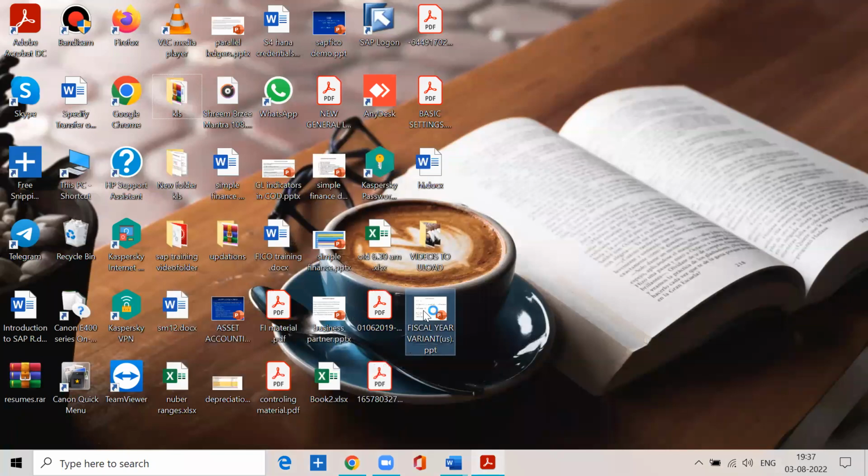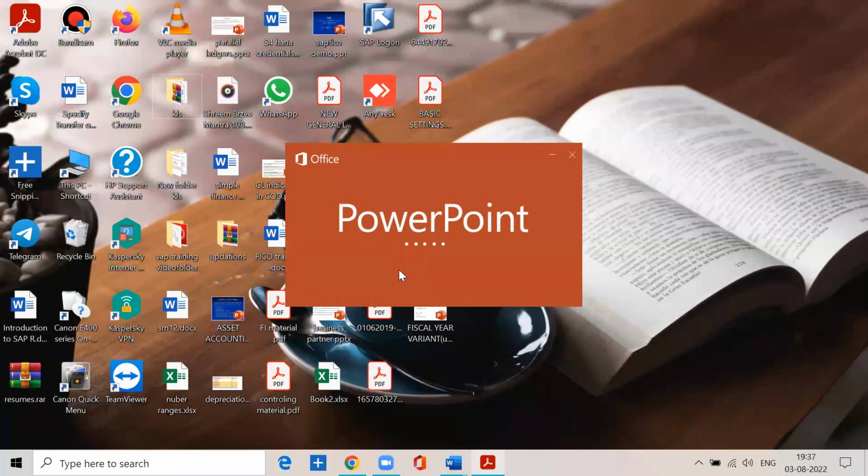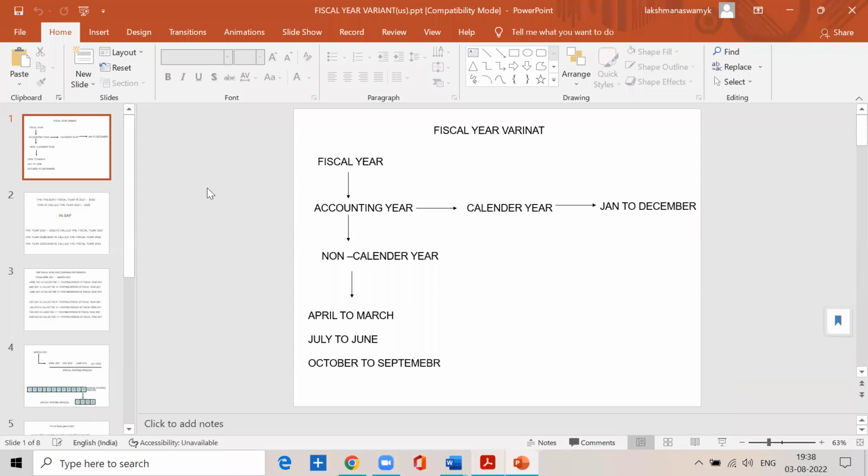Here, fiscal year means accounting year. Normally we call it accounting year, but in SAP that is called fiscal year. So fiscal year is a period of 12 months for which business organizations normally prepare the financial statements. Take any company in any country, they have to maintain the books of accounts for a period of 12 months, and from those books of accounts, we have to prepare the financial statements. That's why we say that a fiscal year normally contains 12 months.